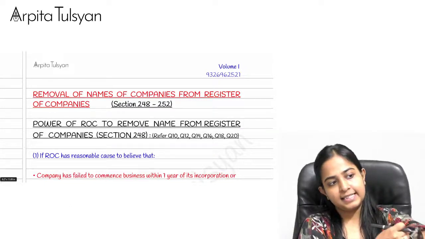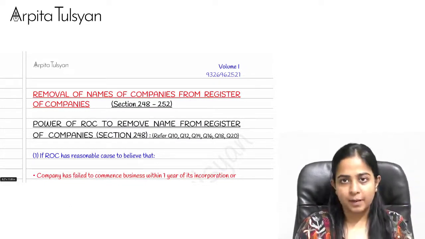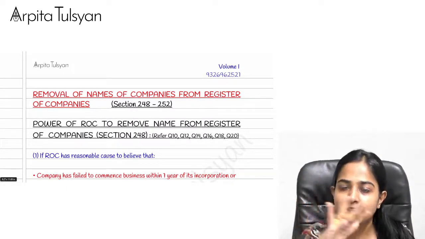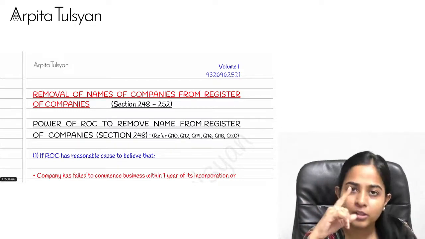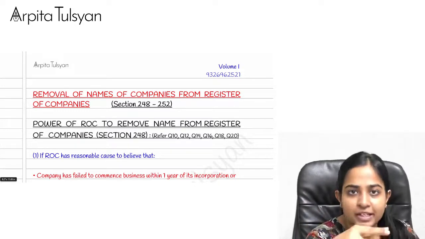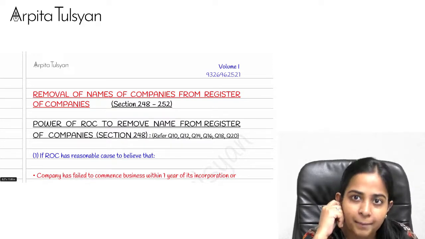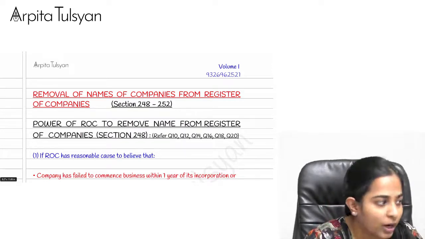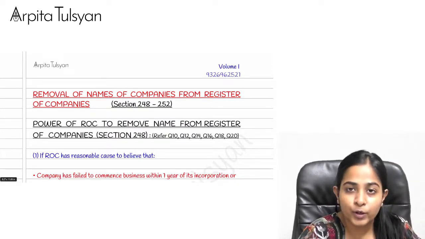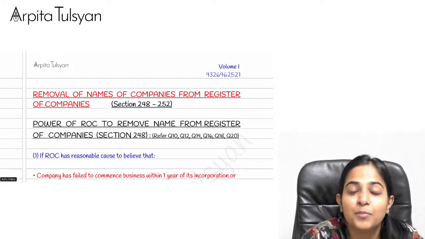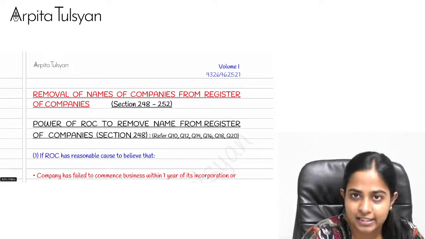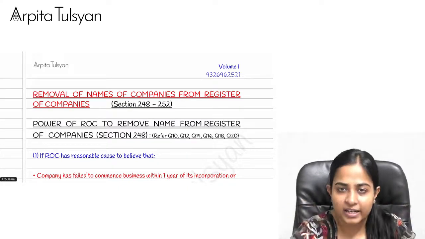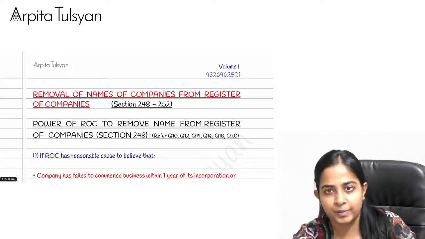Chalo, let's start with the next part, which talks about removal of name of the companies. 4 parts out of 6 are already done. First one was talking about the government companies. Second one was punishment. Third one was dormant company. Then we did registered valuer. In that, the most important thing was section number 247. And now we are doing the fifth part, that is removal of name of companies from the register of companies. This is going to range from section number 248 to section number 252. Basically, 5 sections are going to be there here.